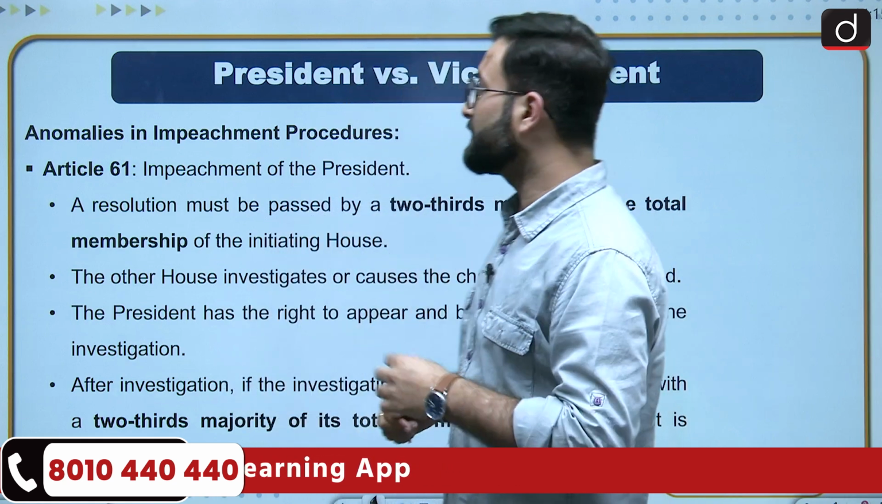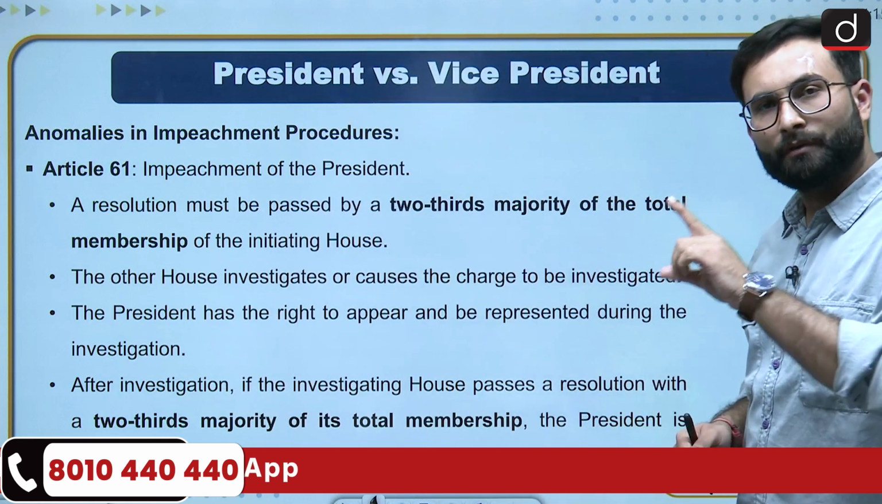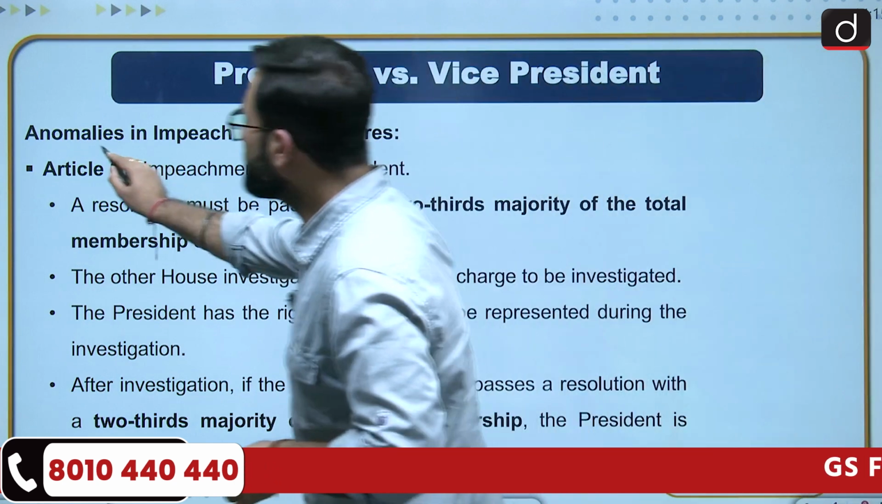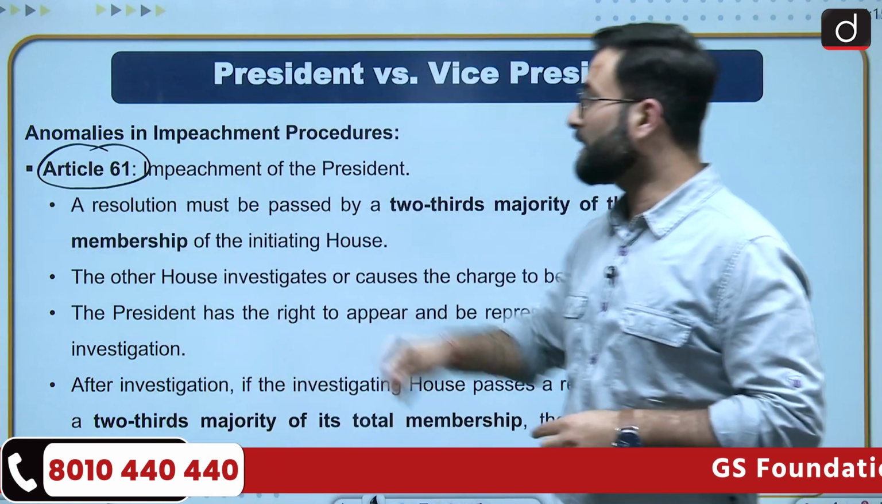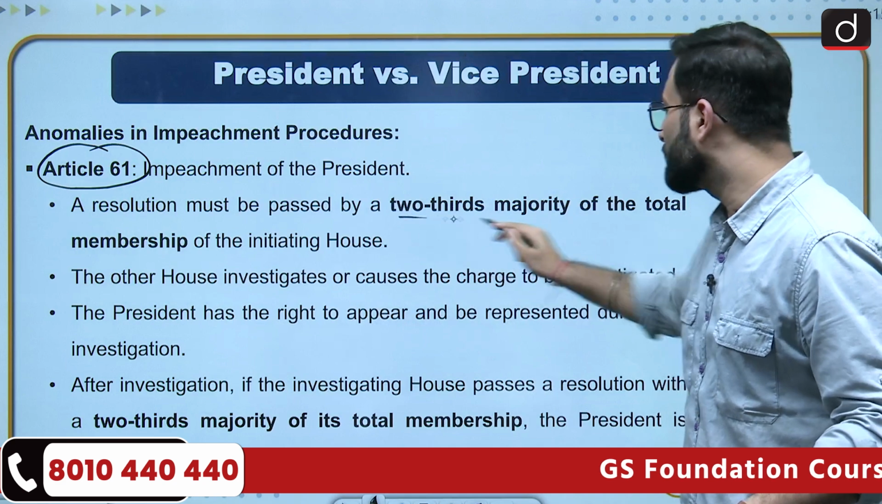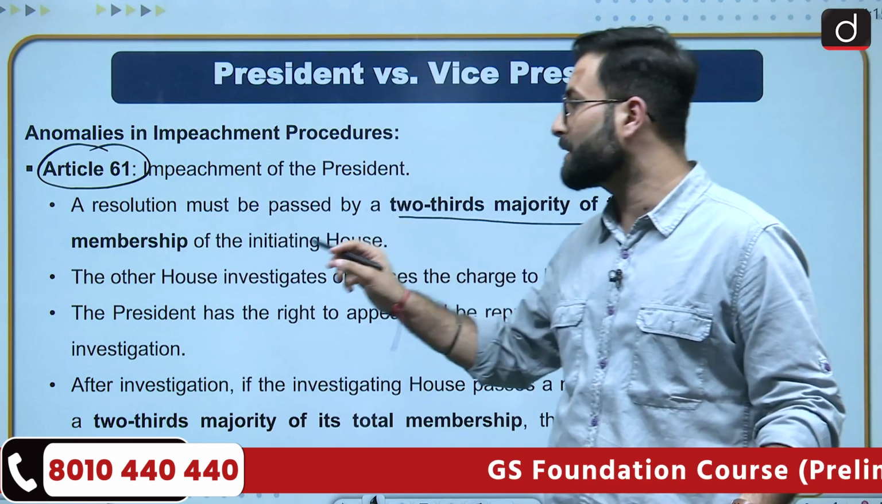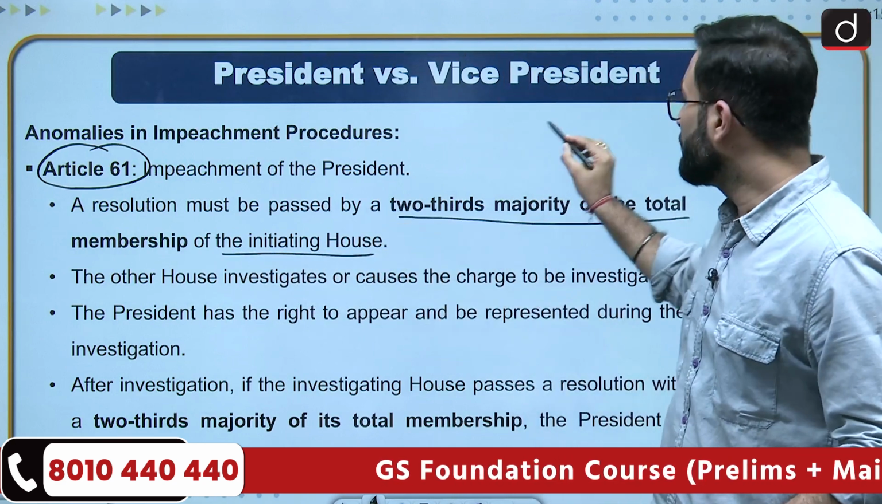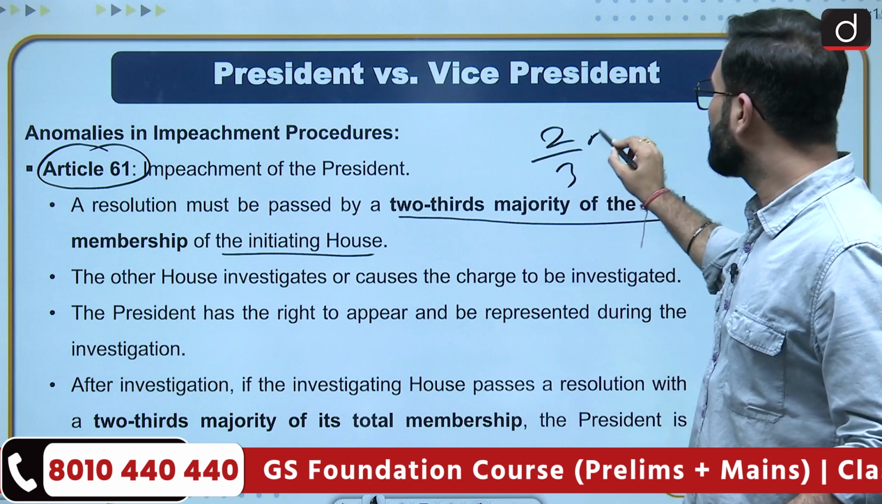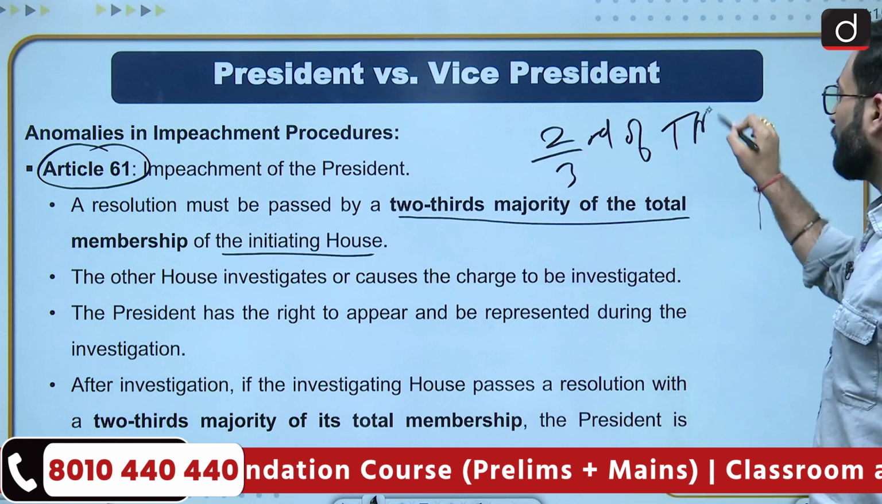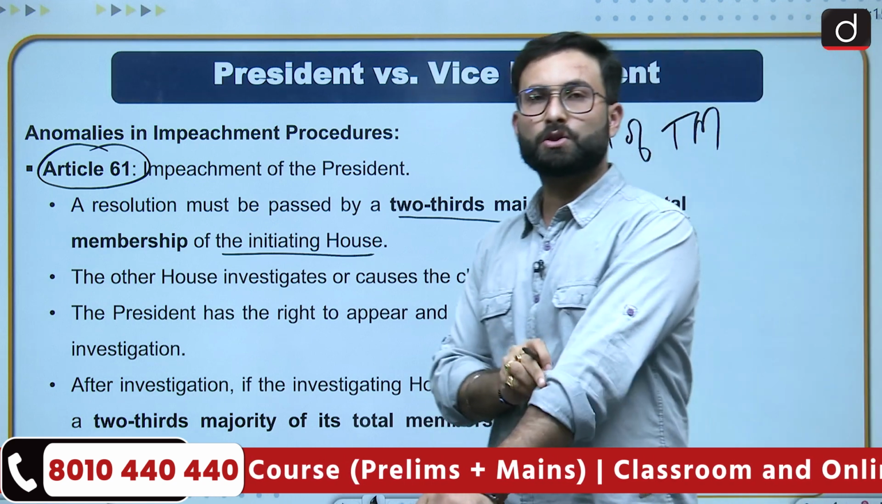Okay, so let's see. When we talk about the impeachment of the president, that is given in Article 61. Here you can see a resolution must be passed by 2/3 of the majority of the total membership of the initiating house. Here you have to go for the 2/3 of the total membership of the house where this particular resolution was initiated.